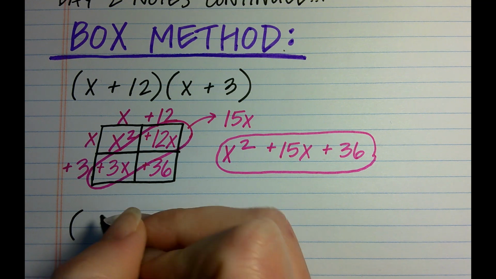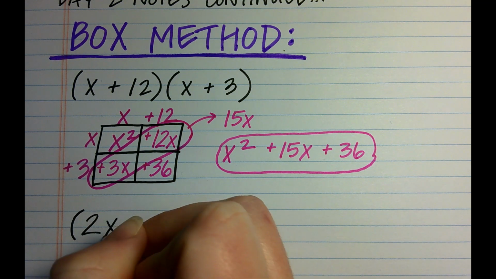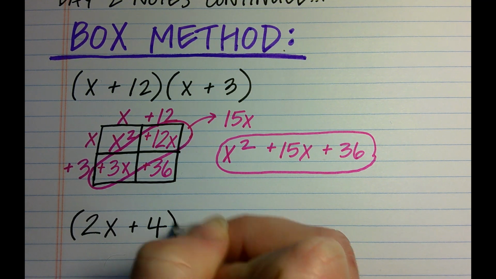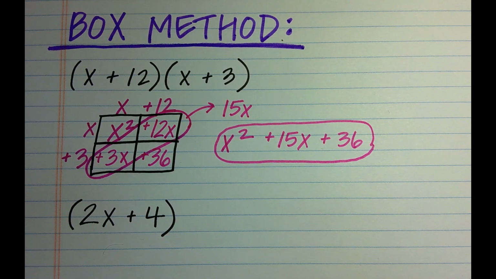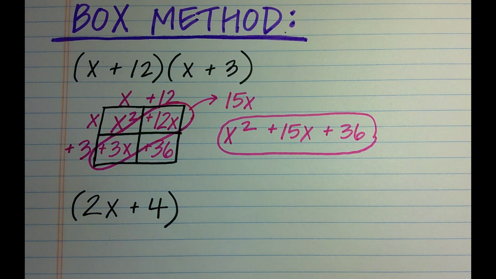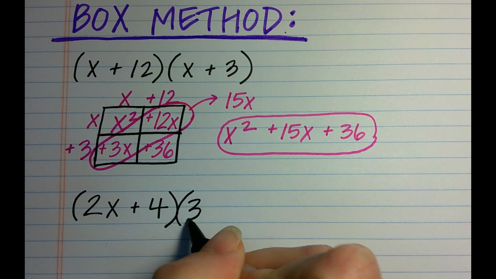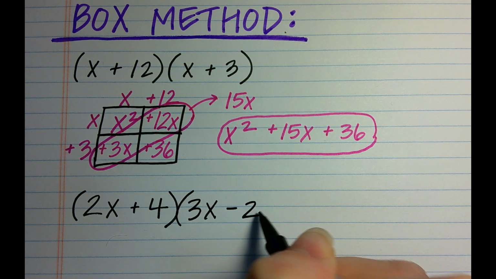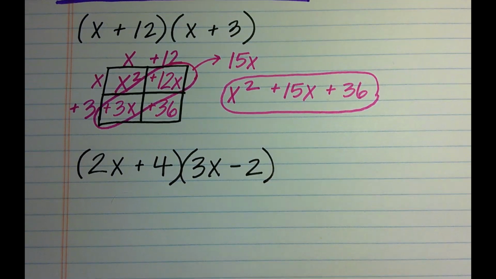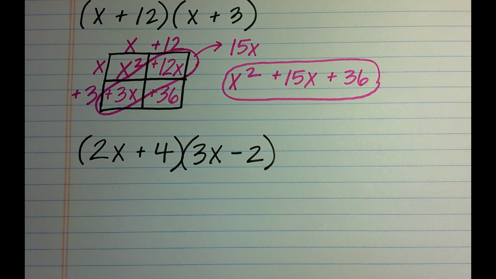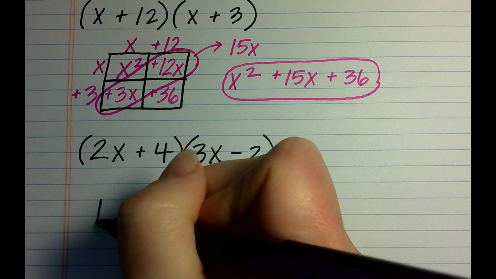2x plus 4. Are you doing this the box method also? Yes, the box method again. Times 3x minus 2. And we'll draw a box again.